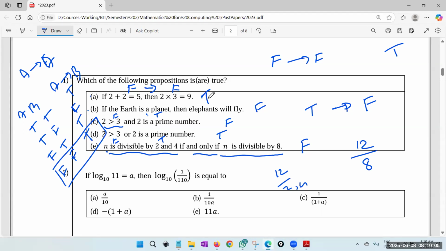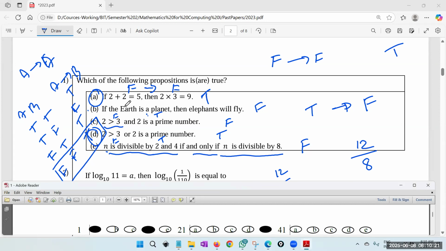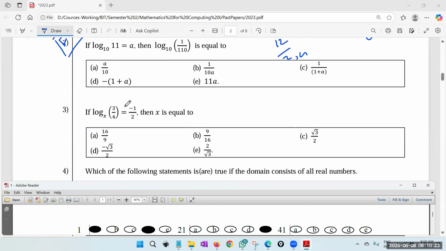Yes, sir. So therefore, earlier I was looking for propositions, but now the question is these are propositions. So you need to find whether it's true or false. So therefore, answers are A and D, right? A and D. Yes, A and D. Okay. Right. Second one.